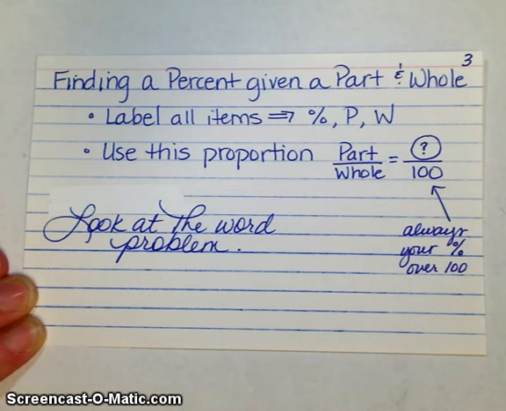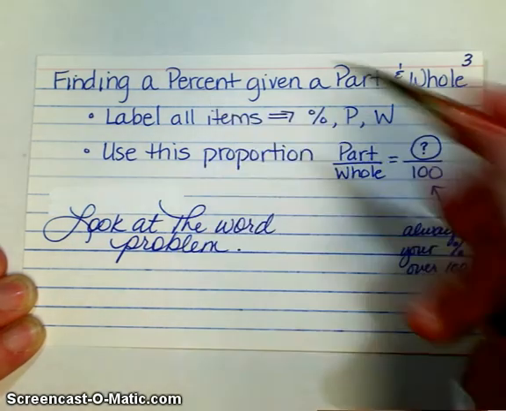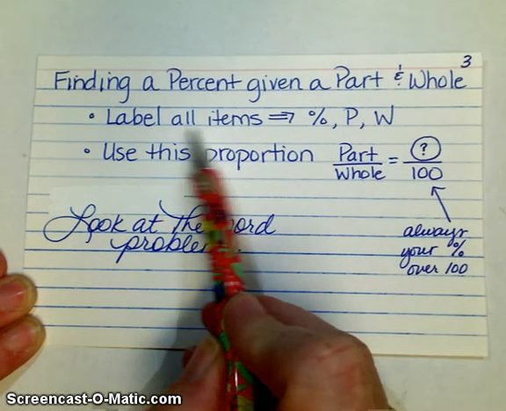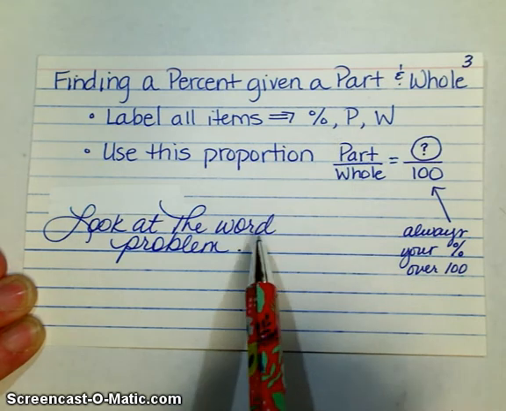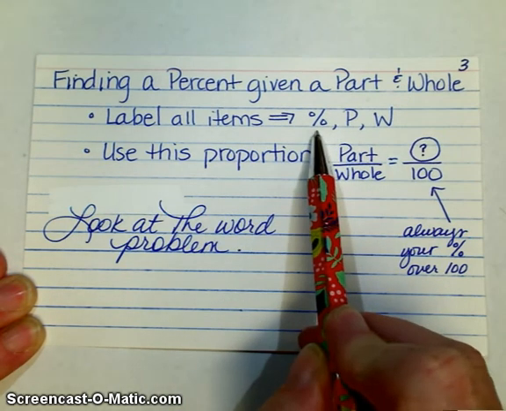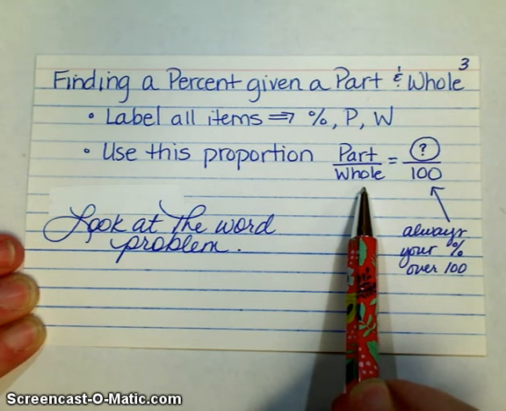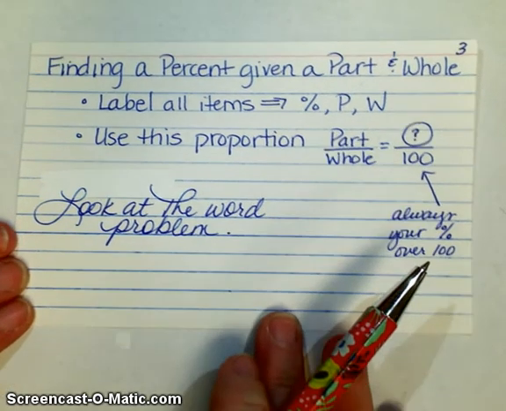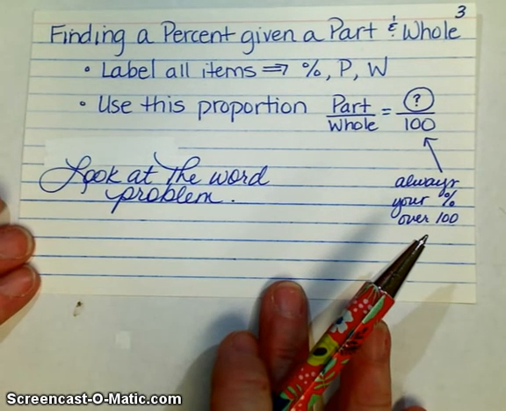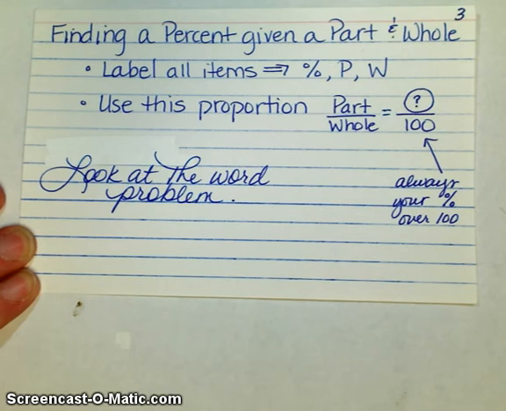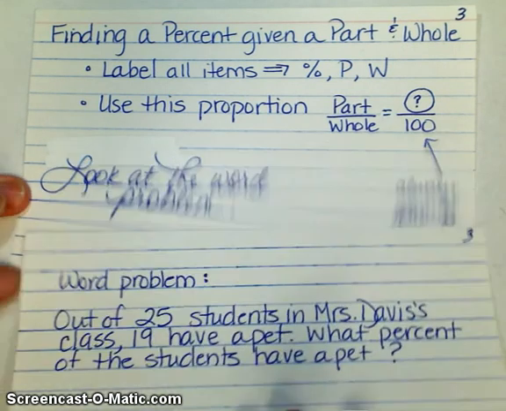If you have to find a percent, if you're given a part and a whole, the first thing I want you to do is to label all the parts. Label what's my percent, what's my part, what's my whole. And I want you to use this proportion. Your part over the whole equals some number over 100, because your percent is always going to be over 100.